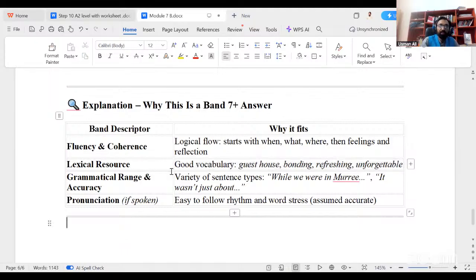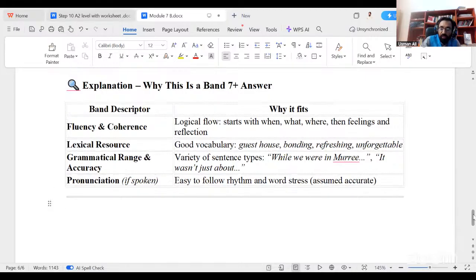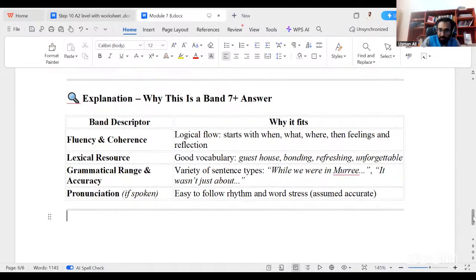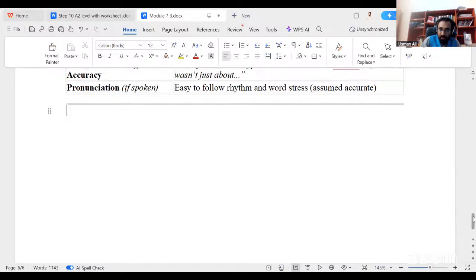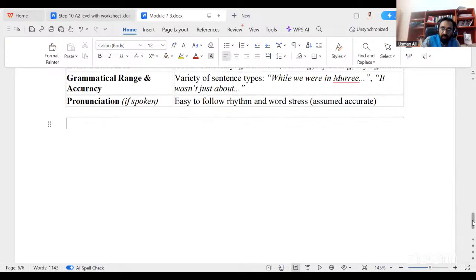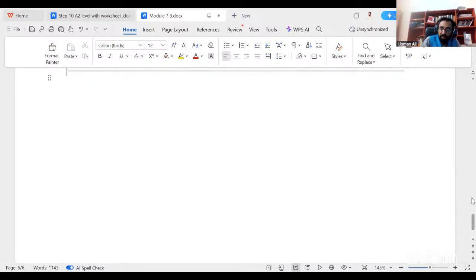Grammatical range and accuracy, variety of sentence types. For example, "while we were in Murree" and "it wasn't just about the place." Pronunciation is easy to follow, with accurate rhythm and word stress. It's up to you how you use the rhythm and word stress. If you are not using them, you will get lower bands. If you are using word stress and rhythm, you will get high bands.